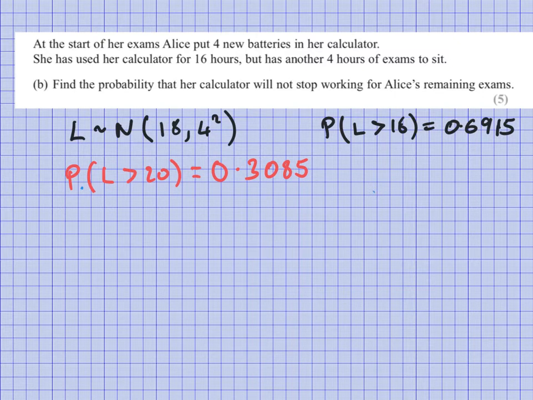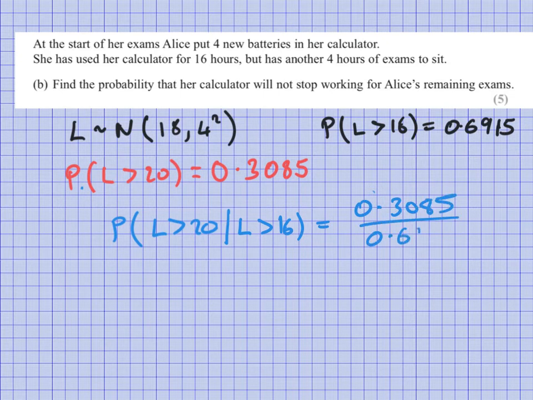Once we have that, we can say that the probability that it lasts more than 20 hours, given that it's already lasted more than 16 hours, is equal to 0.3085 over 0.6915 for each battery. That's for one battery. So that's 0.4462. Right, that's for one battery, but we need to do this for all 4 batteries.